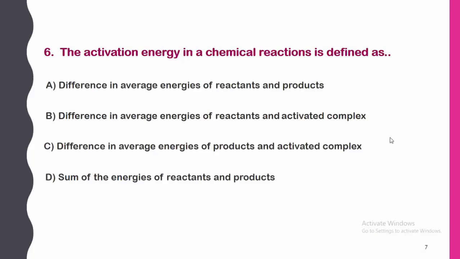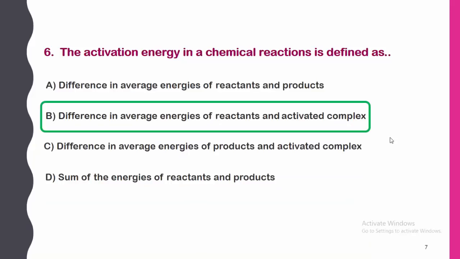The activation energy in a chemical reaction is defined as, where the definition is given. What is activation energy? The options are: A, difference in average energies of reactants and the product; B, difference in average energies of reactants and the activated complex; C, difference in average energies of products and the activated complex; and option D, sum of the energies of reactants and the products. Okay, so the right answer of this question is difference in average energies of reactants and the activated complex.